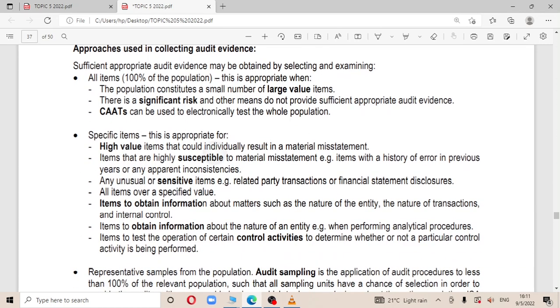Can be used to electronically test the whole population, but these ones, they don't do all the tests. They can only do a few of them. They can only do analytical procedures, only the calculation. So even though we can audit using a computer, you study it in topic 7, the computer can't test all those assertions. They can't do all those procedures. They can only do the calculation and maybe analytical procedures. So we find that in most cases, we must go back and audit a few items out of the large population.